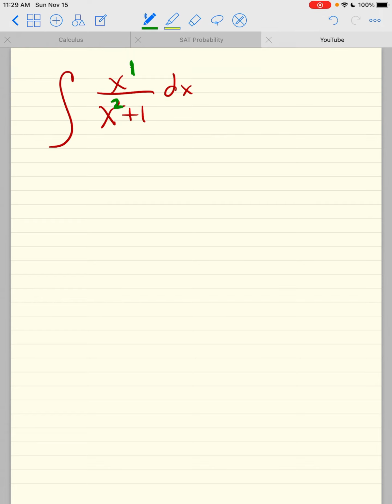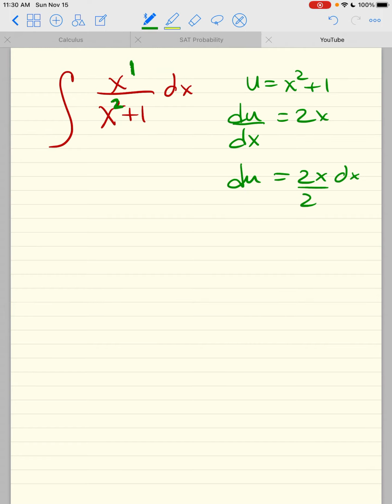What you want to do is you want the one with the bigger exponent to be your U, but you want the entire expression to be U. So you say U equals x squared plus 1. Then you take the derivative of that, and that's going to be du dx equals 2x. You basically cross multiply, divide, and now you have du over 2x equals dx.